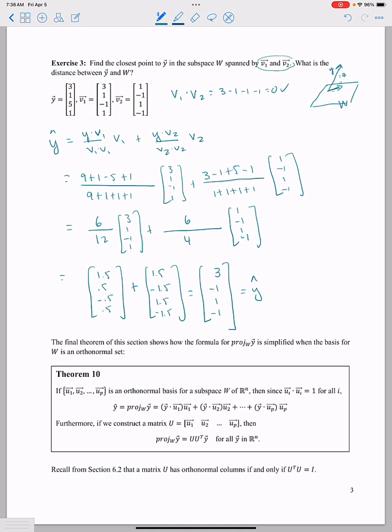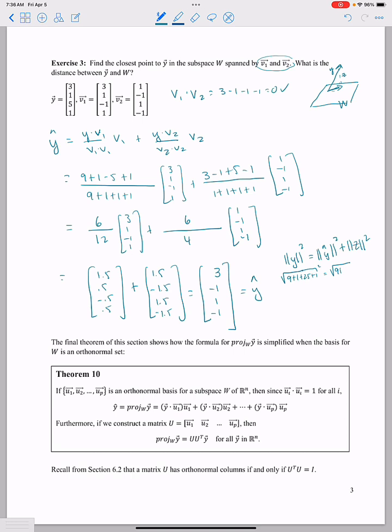So I could do a variety of different things. I could use the Pythagorean theorem, because I know that the norm of y squared is equal to the norm of y hat squared plus the norm of z squared. So let's try it that way. The norm of y is the square root of y dotted with itself. So that's 9 plus 1 plus 25 plus 1. Squared equals the dot product of y hat with itself.